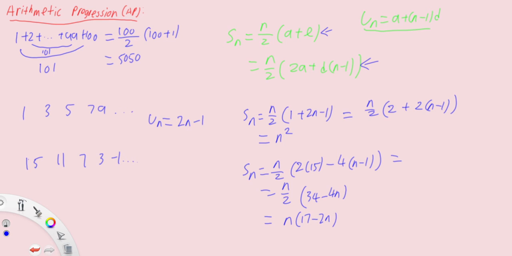Now you can use the first formula as well. So let's say I'll use the first formula, the first and last term. I know the first term would be 15. The last term would be 19 minus 4n, just now. And then you get back the same answer. So either method works, all right? In general, you will use the second method more. But if you do have the exact value of the last term, you might want to use the first method as well.